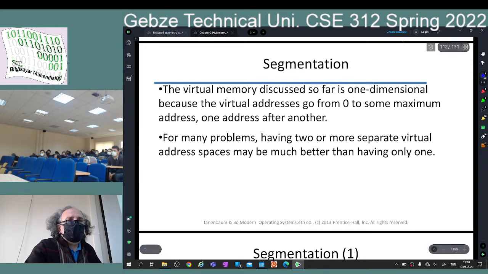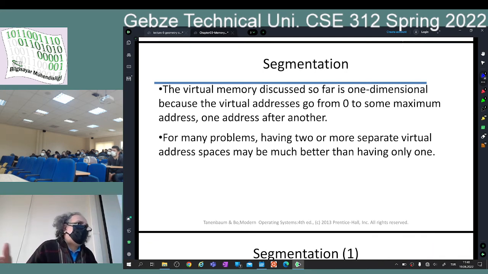The virtual memory, the address space, is something one-dimensional. From address number 0 to address number FFFF, you can do whatever you want. They say that this is too simplistic. Okay? Remember the separation of the instruction space from the data space? That was good. Why don't we make this idea more generalized? Instead of having one-dimensional virtual addresses, let's have many different virtual addresses.